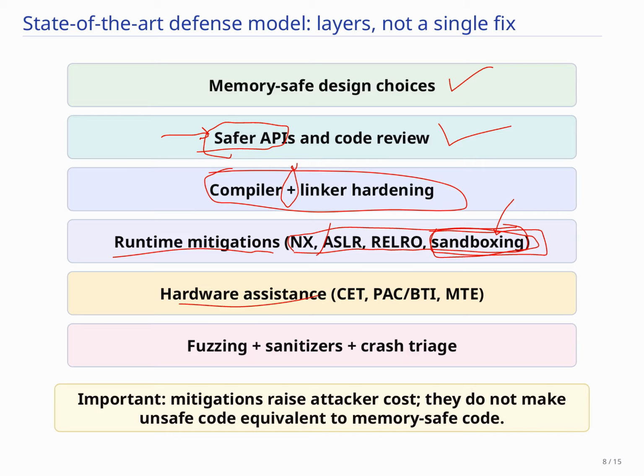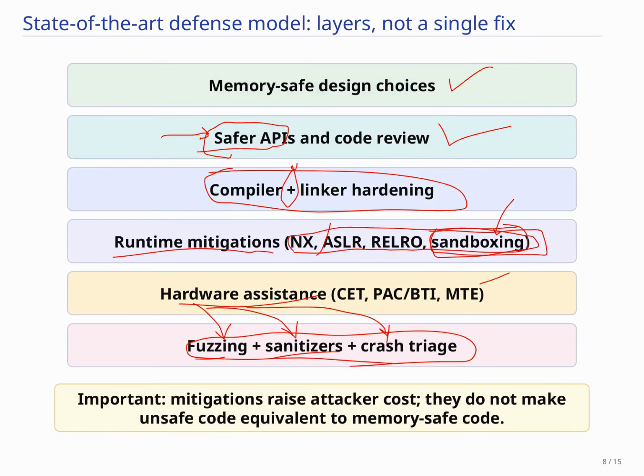And the hardware assistance actually comes from the hardware design. The fuzzing, sanitizers, and the crash triage are the post-mortem analysis of buffer overflows. So by using fuzzing on, let's say, your binary, you can find the memory. If there's a crash, you try to find how you can exploit this. And when you find it, you say, this is definitely a buffer overflow crash.